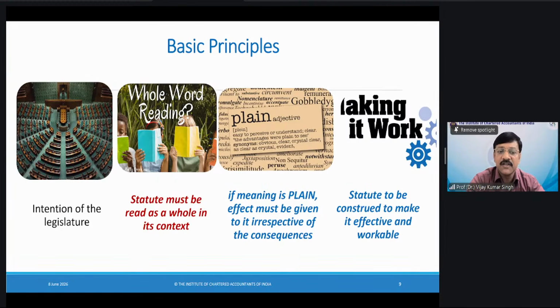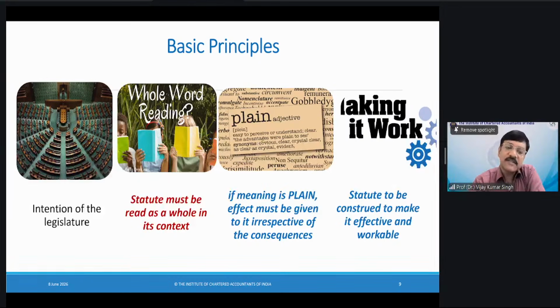I will deal with intention of legislature a bit more because in most of the case laws which you will read on interpretation, the Supreme Court has labored a lot in explaining intention of the legislature. Wherever you go, whenever there is a question of constitutionality, whenever there is a question of interpretation of a statute, the point which will come up for consideration of the court would be intention of the legislature.